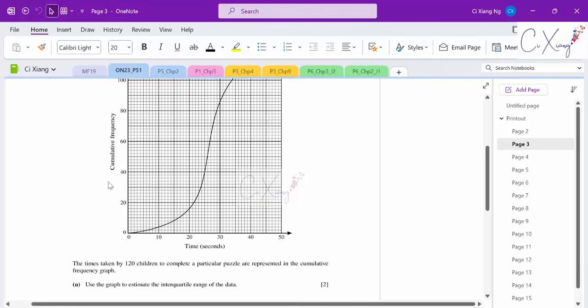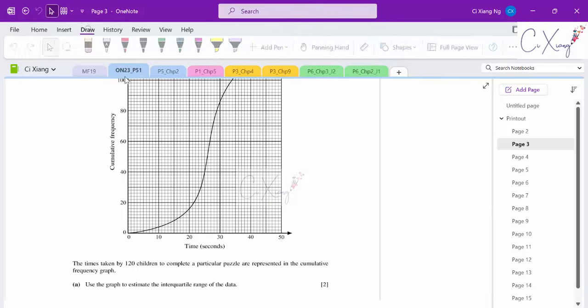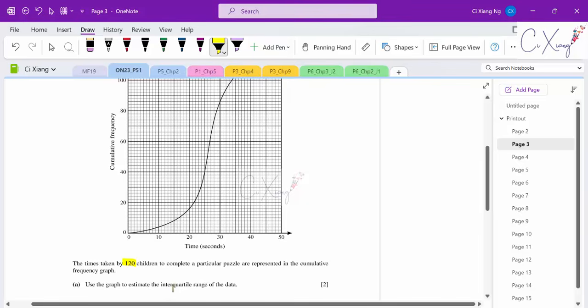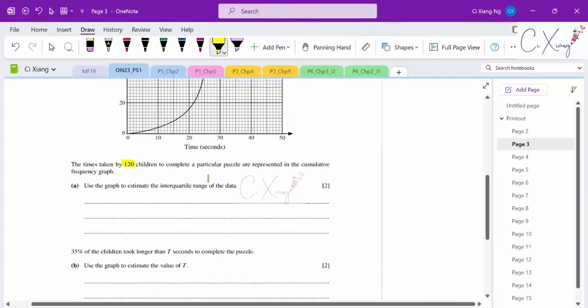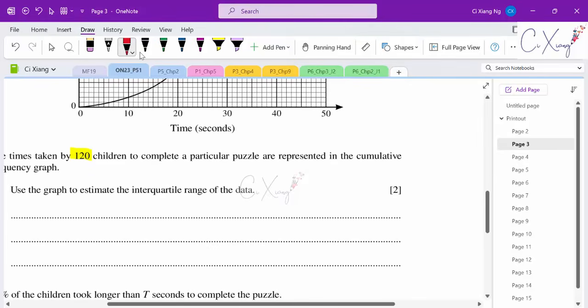Alright, so we are given a cumulative frequency graph, and they are saying that the time taken by 120 children to complete a particular quiz is represented in the graph. They want us to use the graph to estimate the interquartile range of the data. So to get the interquartile range, I need Q3 minus Q1, right? So I need the value for Q3, and I also need the value for Q1.